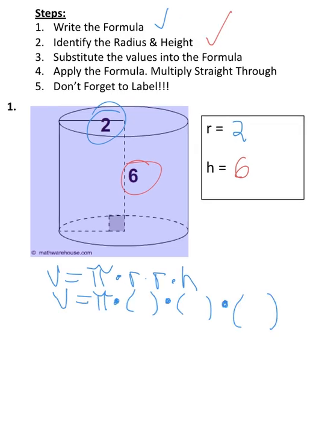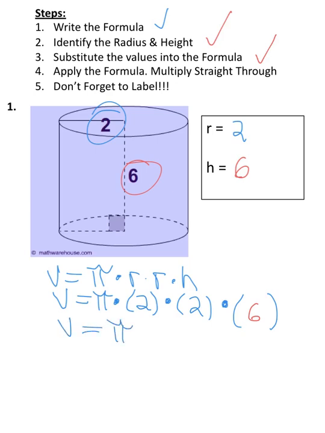All right, so here we go. We said the radius is 2, so I'm going to plug in 2 for the radius, and we said the height is 6. So that is step 3. We're done. Step 4, apply the formula and multiply straight through. All right, so here we go. We have volume equals pi.